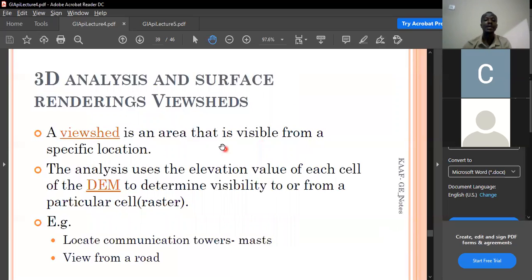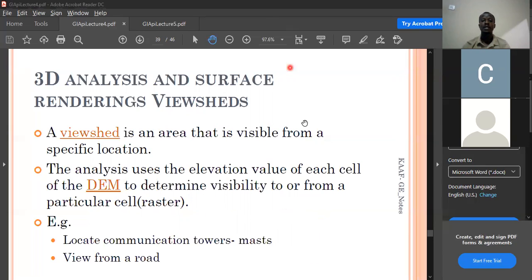So a viewshed is an area that is visible from a specific location. So your viewshed, wherever you are right now, you should be able to see what I'm talking about. It's very practical. Where you are sitting right now, if you look around, the areas that you can see, those are your viewsheds, and it's not everywhere that you can see. So now the trick to viewshed analysis is to actually use raster data as a representation of the surface.